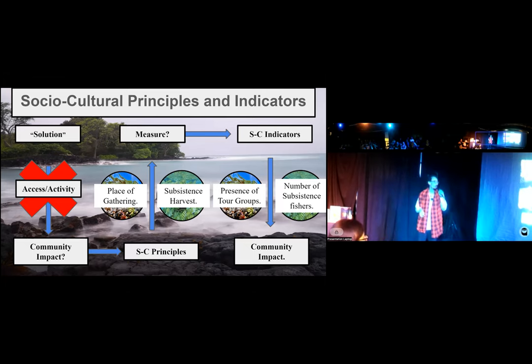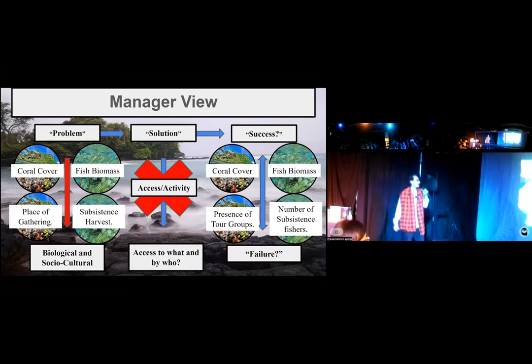Or maybe the number of subsistence fishers is an indicator of how useful or not the area is for subsistence harvest. Then you can plug that back into our manager view, where our problem is not just low coral cover or fish biomass, but also, is it still a place of gathering? Are people able to use it in the ways that they want to? Then we can ask more nuanced questions about our solutions, access to who and by what, and measure success in coral cover and biomass and in our indicators reflecting those principles.